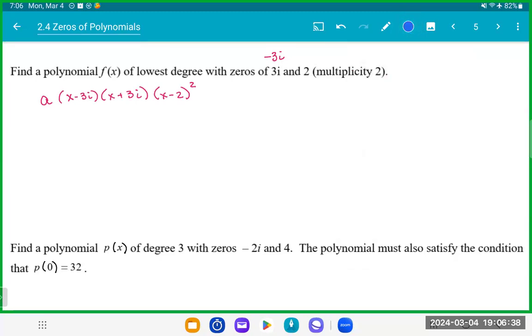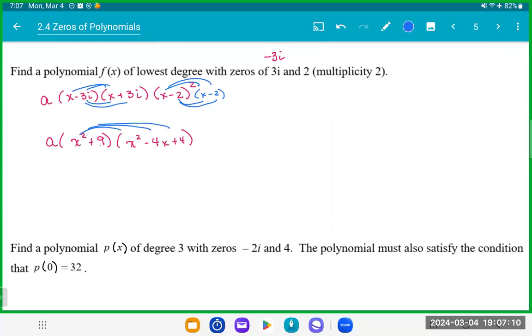So what we can do here is let's just FOIL these together. And this one is the same, right? It's like saying x minus 2 squared. And so we can multiply all of these out and simplify. So this is going to give us a times x squared plus 9 times x squared minus 4x plus 4. And now we can FOIL this one more time. We have to do it to all three pieces, right?